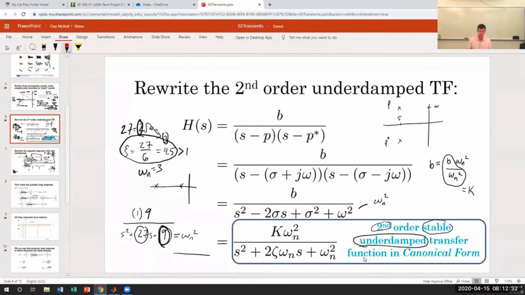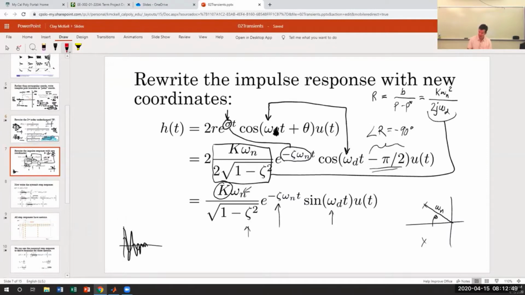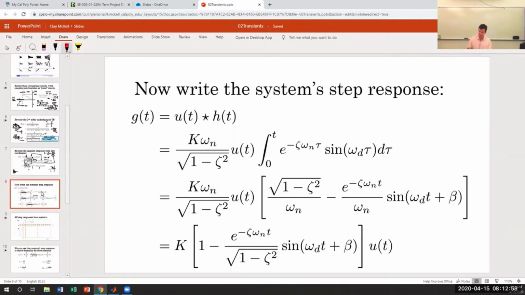So if that is all true, then your transfer function can be written in what's called canonical form. And that means that just from looking at the denominator polynomial, you are free to recognize the natural frequency and then the damping ratio after a little bit of algebra. So today I want to carry on with taking the impulse response in the new coordinate system and soldiering on to write the step response. Okay, so here begins the new content of today's lecture.